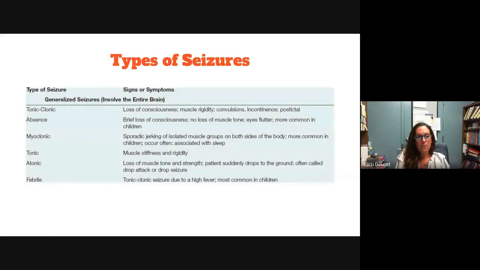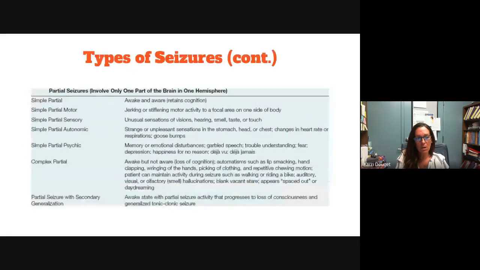Okay. All right. Types of seizures. I'm not going to go over all of these. Again, this is in your book. The big one to know is a tonic-clonic, what used to be called the generalized seizure, or a grand mal seizure. Febrile seizures we'll talk about. Partial seizures.